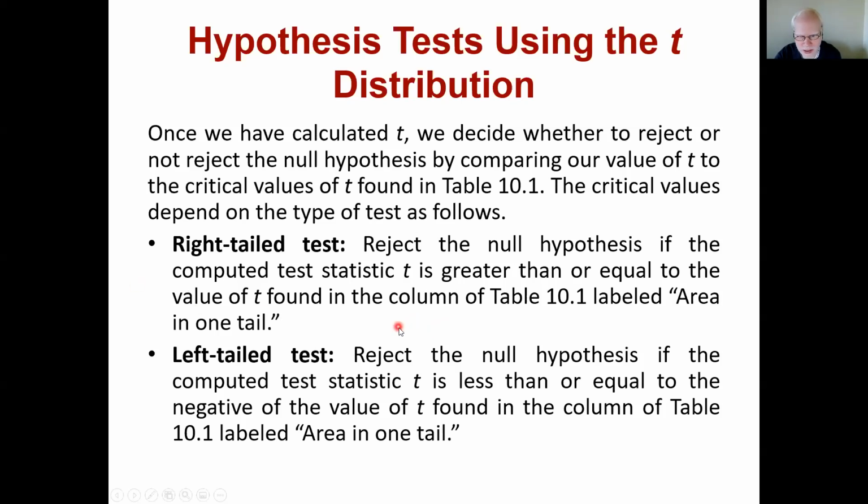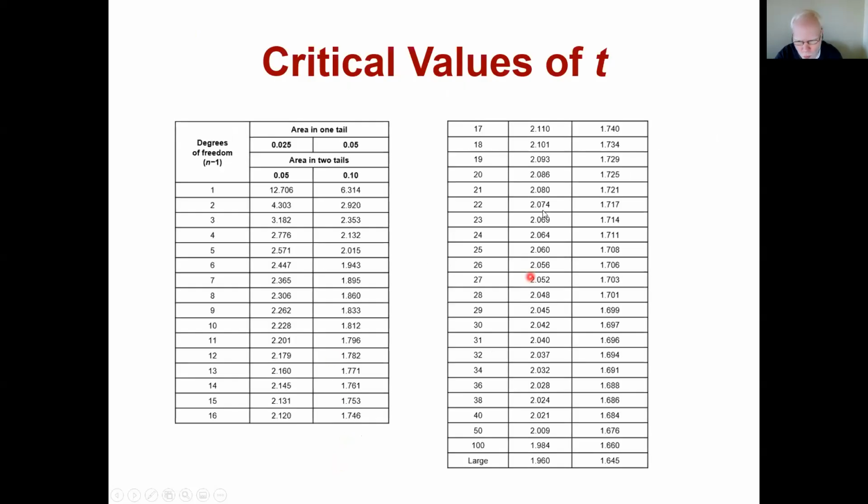So in a right-tailed test, because we're looking out on this side, we would be seeing, is it greater than the critical value? Here, because it's left-tailed, we'd be seeing, is it less than the negative of the critical value? Because the critical values in table 10.1, we just go back to table 10.1, are all written as positive. So if we're dealing with left-tailed, we just have to put a negative sign in front of them. And we're looking at area in one tail. So for 0.05, we're looking at column 2.